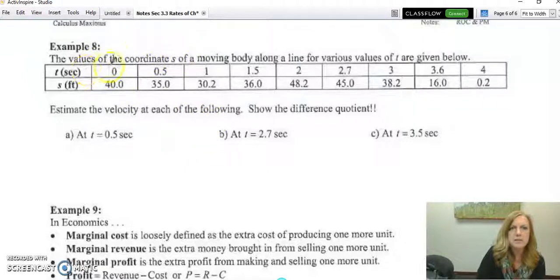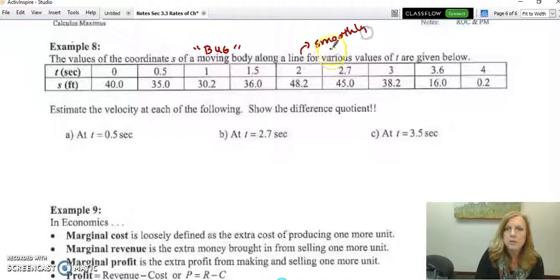I do want to add this. We're going to have a moving body along a line. If you prefer, we'll call it a bug. We like to have bug problems. And let's say it's moving along a line smoothly and continuously.